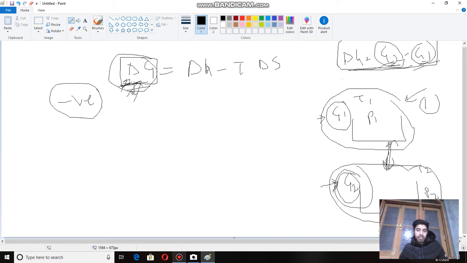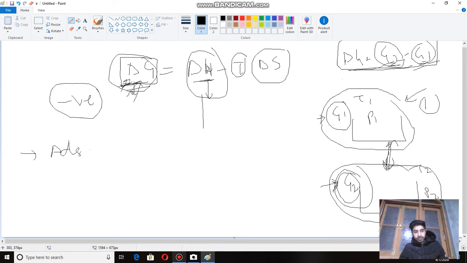Now this Gibbs free energy depends on three things. This is first one, this is change in enthalpy, this is absolute temperature, and this is change in entropy. Now adsorption is a process. Now what happens during this adsorption?